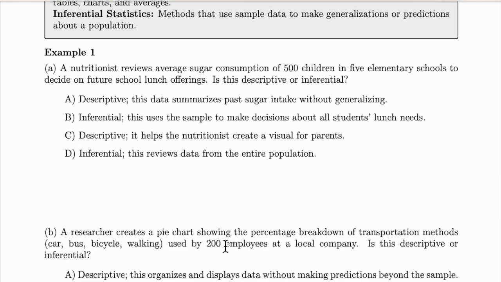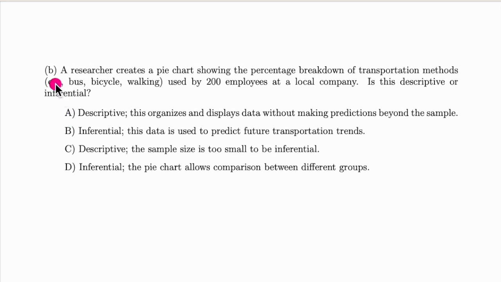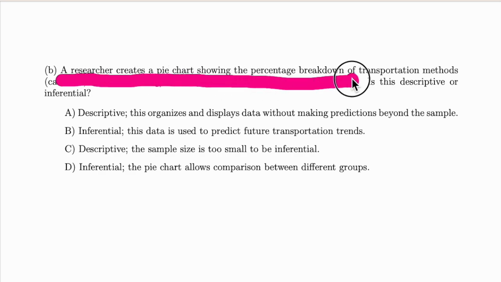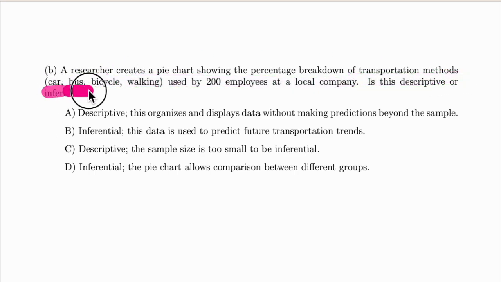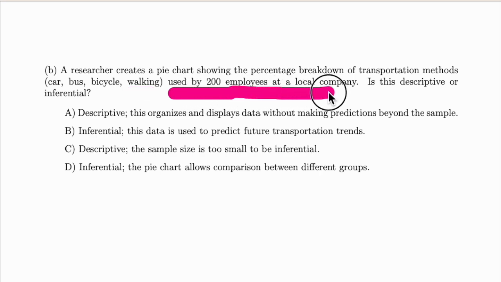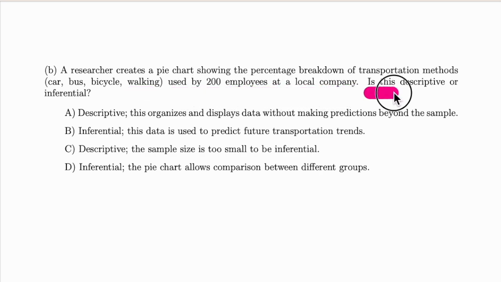All right, let's look at part B. Part B says a researcher creates a pie chart showing the percentage breakdown of transportation methods, meaning car, bus, bicycle, or walking, used by 200 employees at a local company. Is this descriptive or inferential statistics?